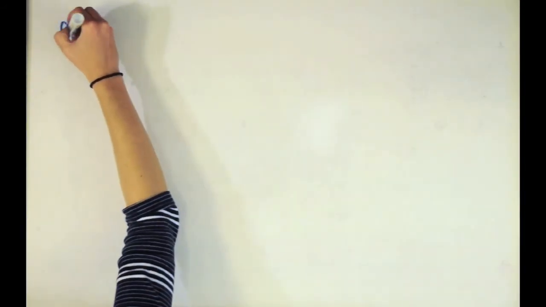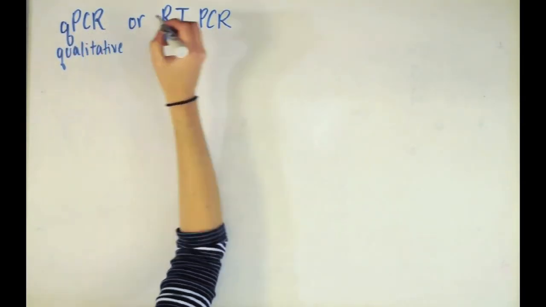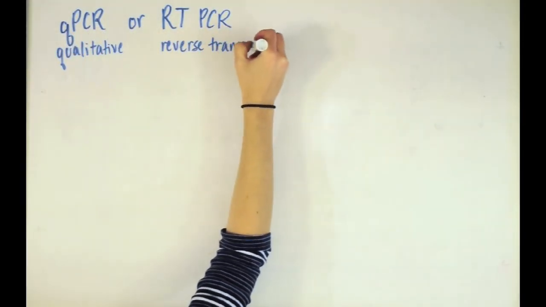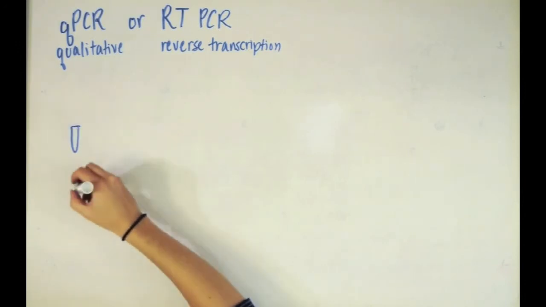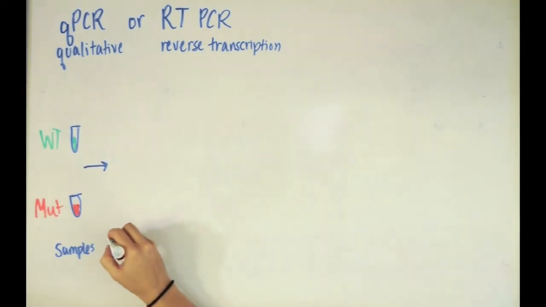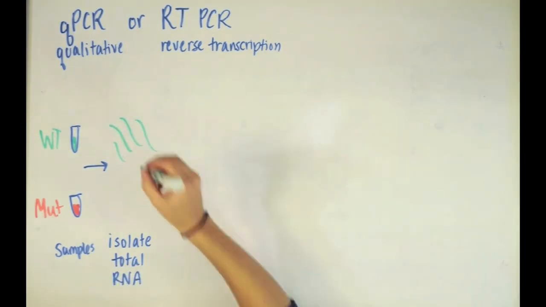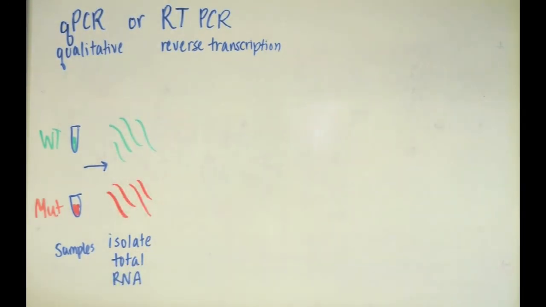Changing gears from immune-based assays, let's discuss how we measure gene expression. I'm talking about qPCR or RT-PCR, also known as quantitative PCR or reverse transcription PCR, a method for analyzing the amount of a particular RNA in a sample. The basic procedure here is to take a sample, extract total RNA, and generate cDNA using reverse transcription, hence the name.